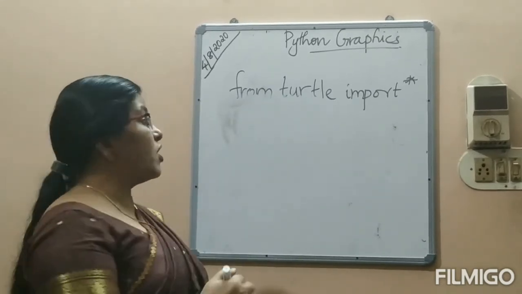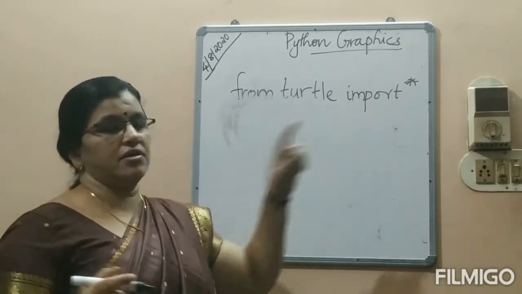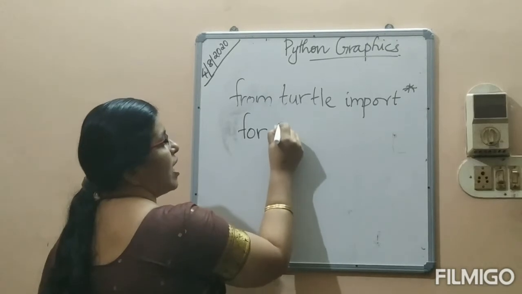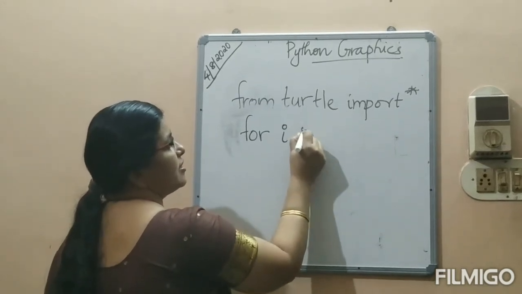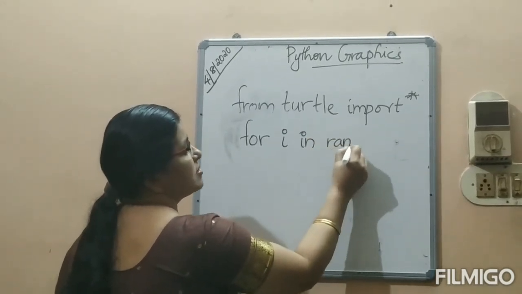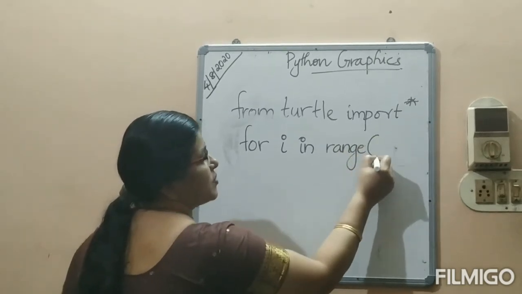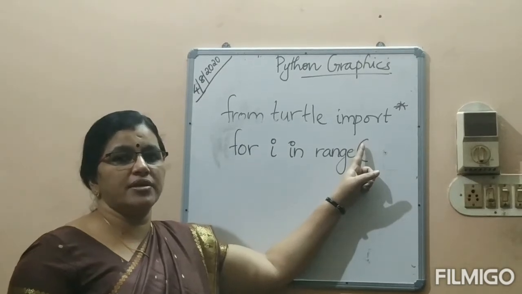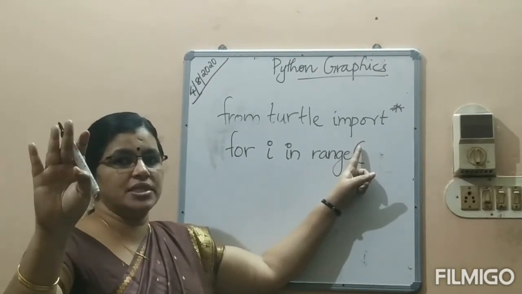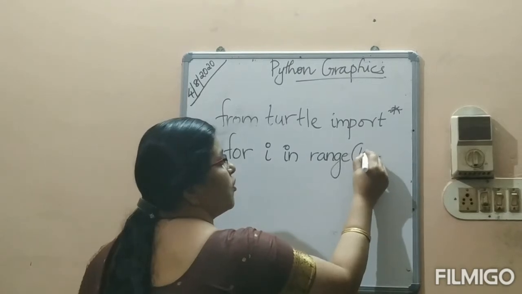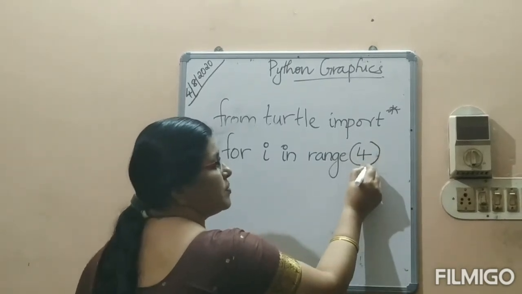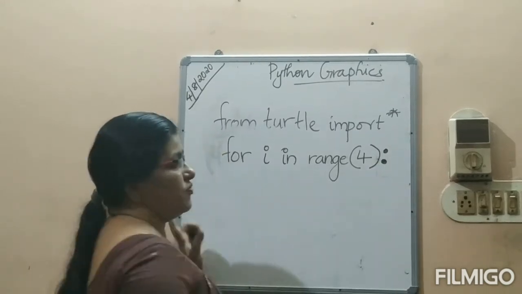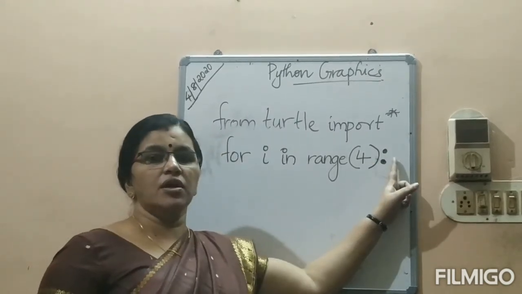The first command is always from turtle import star. After that, I am writing the for loop: for I in range, inside the bracket I have to write how many times it should repeat. How many times? 4 times. 4. Then close the bracket. For loop always ends with a colon.